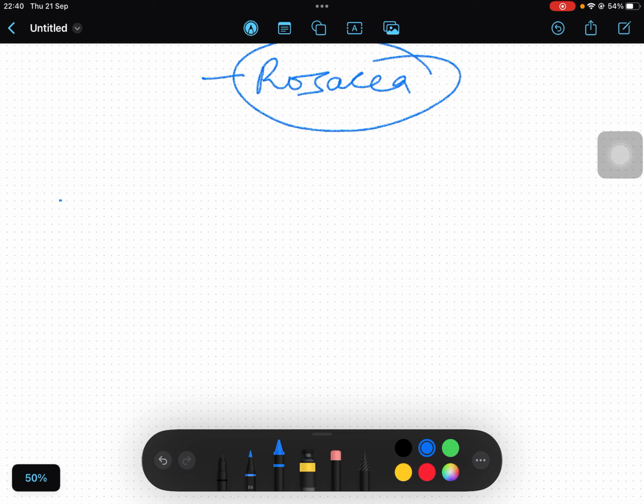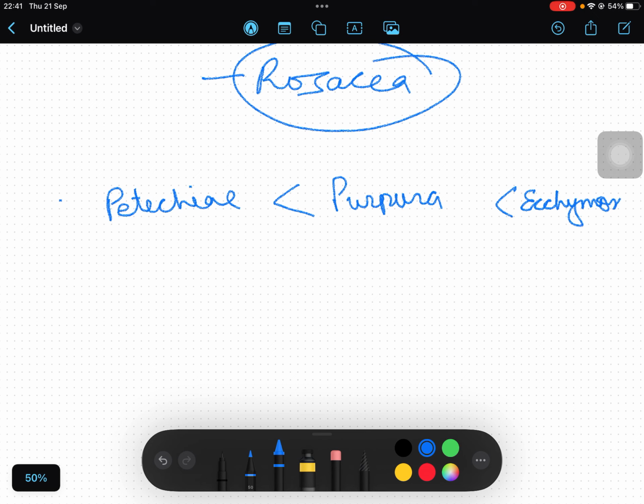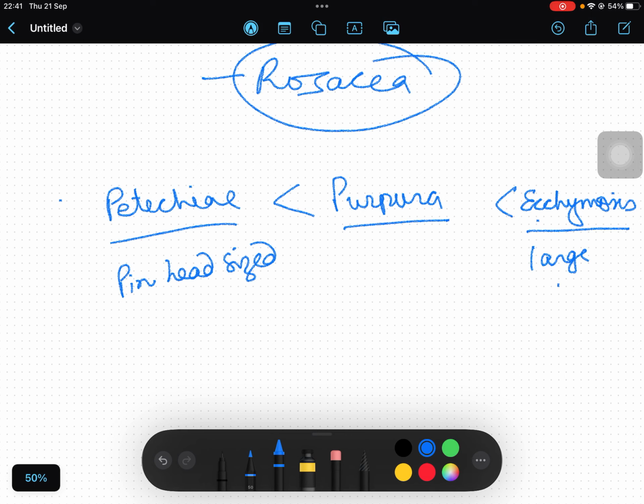Similarly, some primary lesions are formed due to extravasation of RBCs, and they include lesions like petechiae, purpura, and ecchymosis. The pinhead lesions are called petechiae. Petechiae are pinhead-sized lesions. Purpura are larger than petechiae and smaller than ecchymosis. And ecchymosis are large bruises.